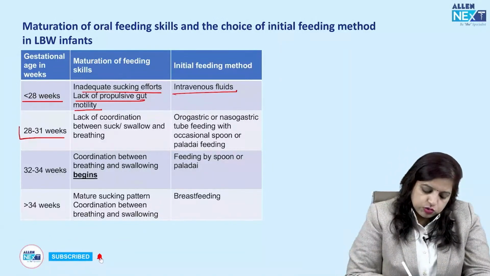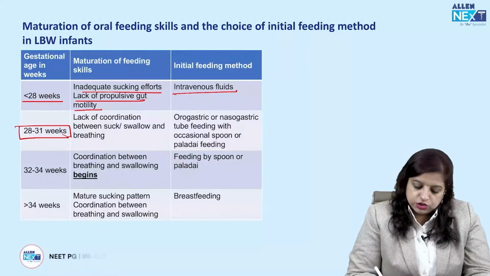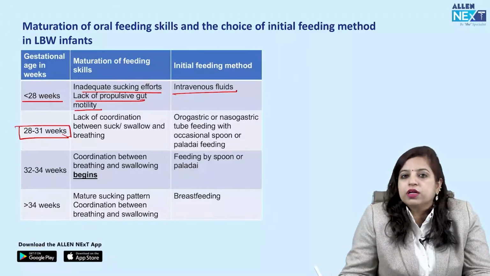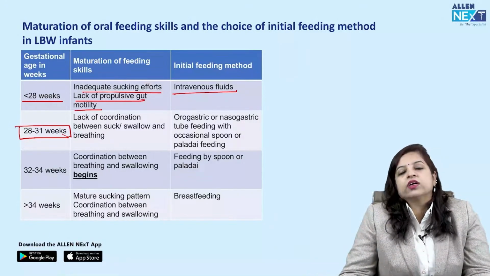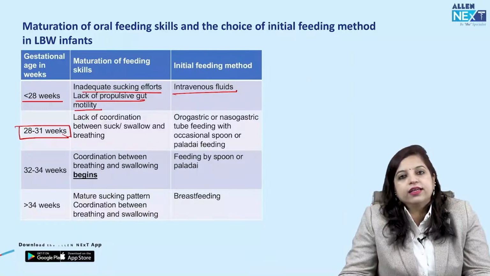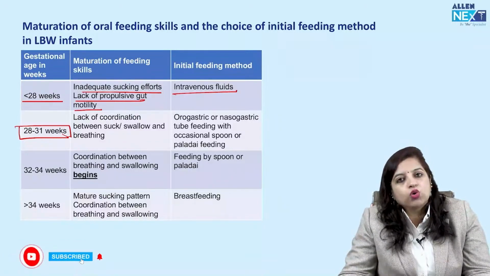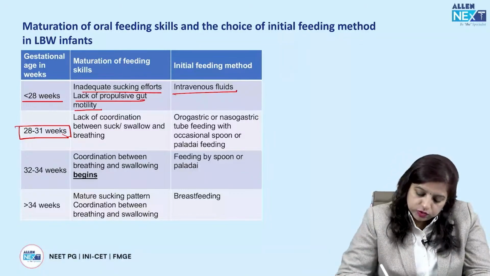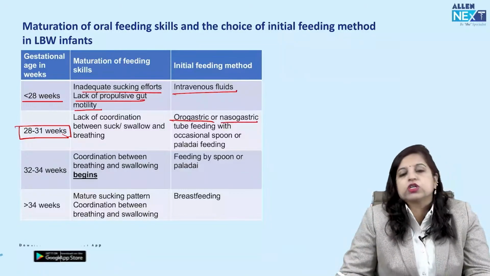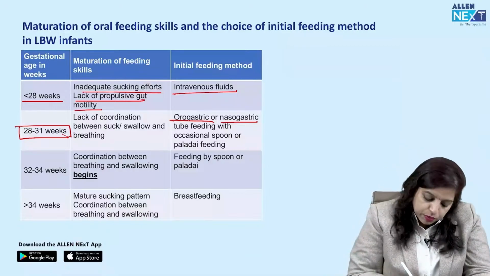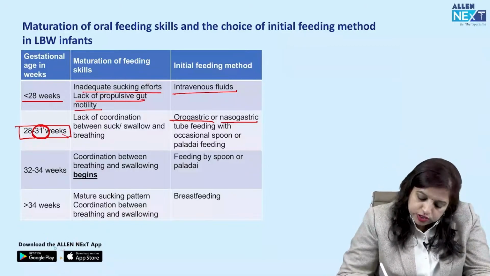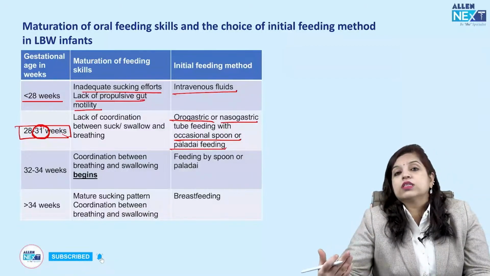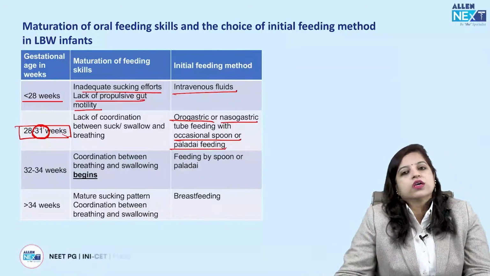If the child is between 28 to 31 weeks of gestation, then there's a lack of coordination between the suck, swallow and breathing. Again, there is no point in introducing the food directly in the mouth and letting the child swallow it on its own, because there is lack of coordination. So what we would do is we would go for an orogastric or a nasogastric tube feeding. And as the child approaches 31 weeks of gestation, we would like to go for occasional spoon or palate feeding, because that is the next technique we are going to use in the coming days.